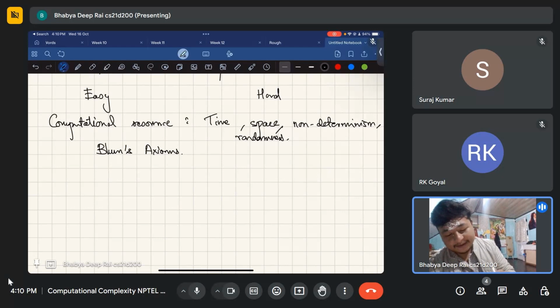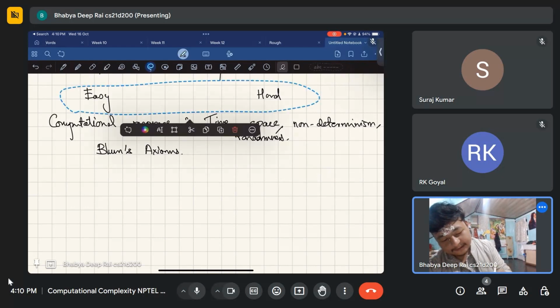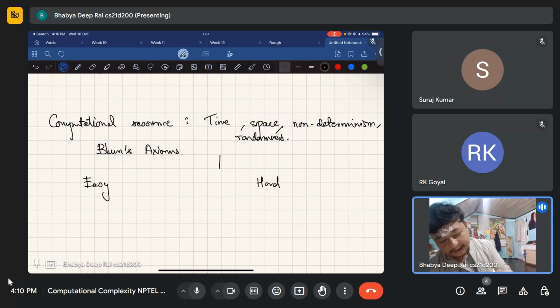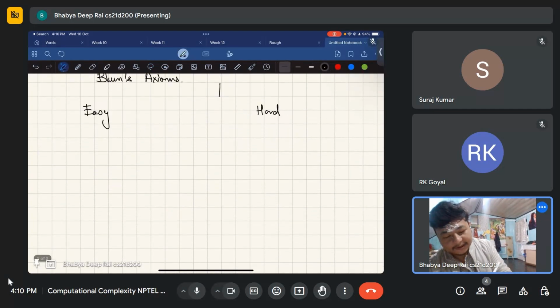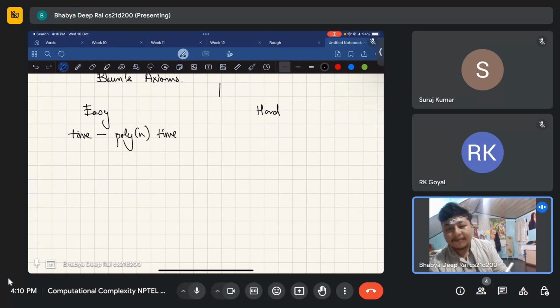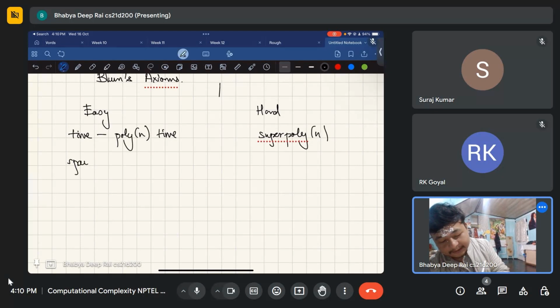So what qualifies as easy and what qualifies as hard? In general, in terms of time, we call polynomial time easy, and hard is anything above polynomial, super-polynomial. And in terms of space, logarithmic space is something that is desired.